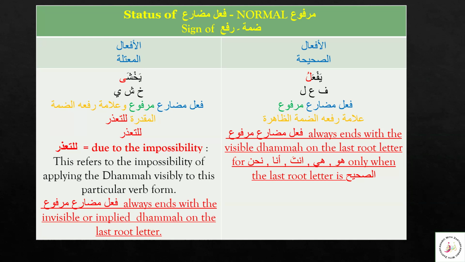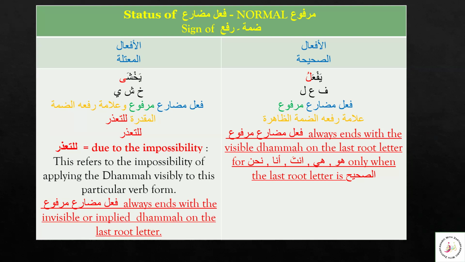That is the implied or the hidden dhamma, and that is because of litu'azzir, due to the impossibility of applying the dhamma visibly to this particular verb form. So with alif maksura, waw, ya, the dhamma is implied, or muqaddara, like we have in yaksha, and there is no harf nasaba or jazma before it. When you see this word alone, you will suppose that there is an invisible or implied dhamma, that is dhamma muqaddara.